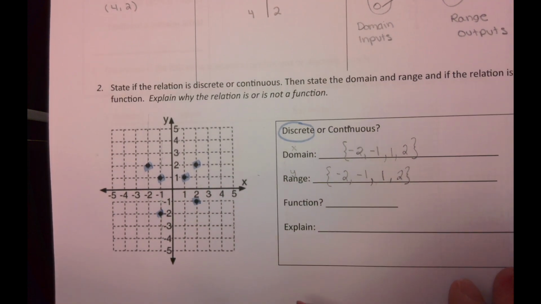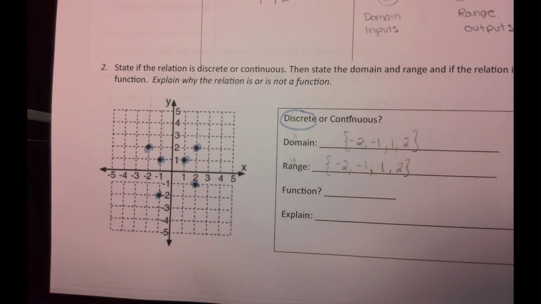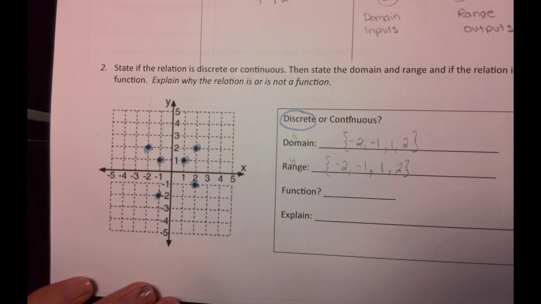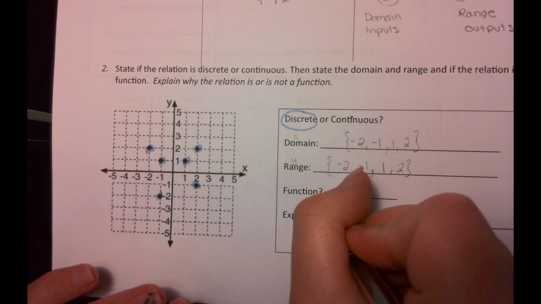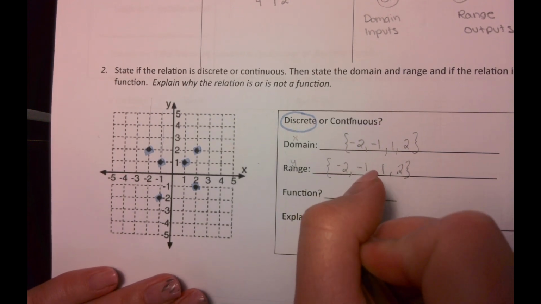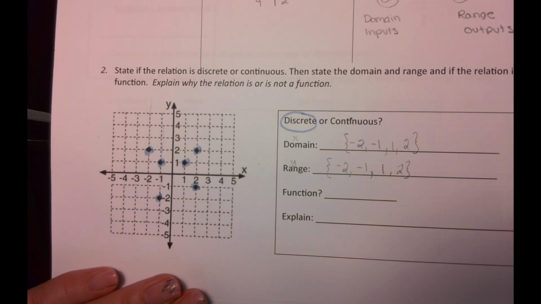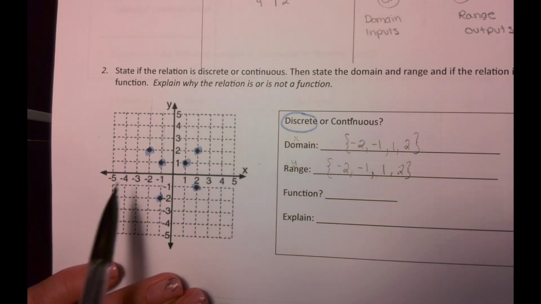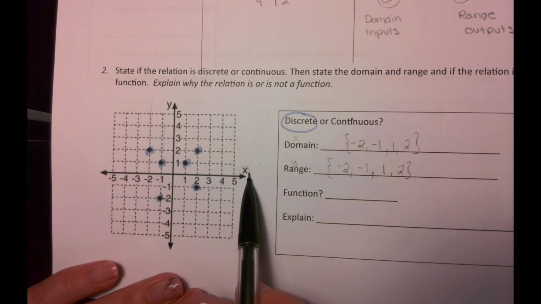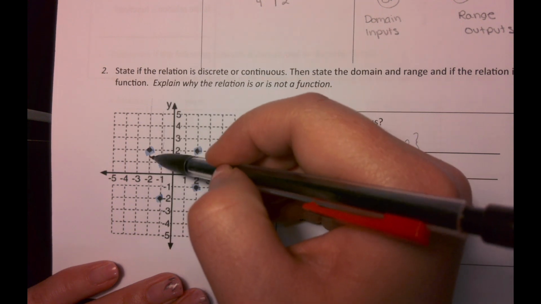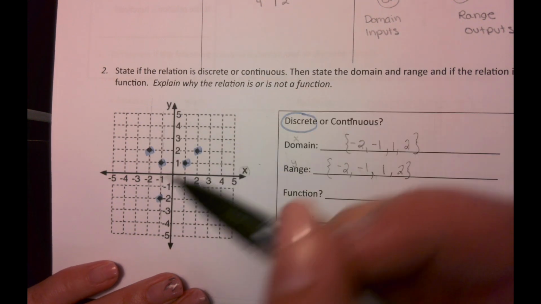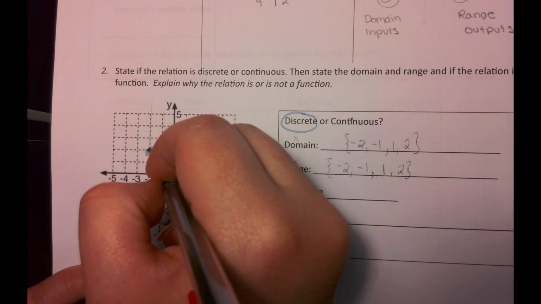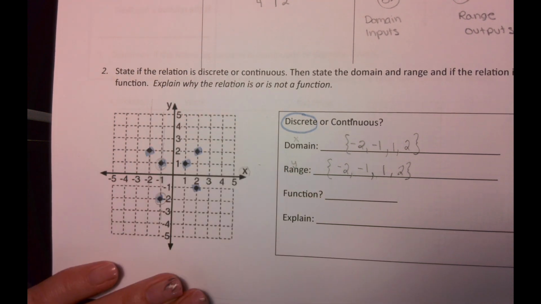Now, is this a function? So let's do the explanation before we do the actual answer for if it's a function or not. A function has one input for each output. So what that means is no repeated x values. So if we're looking at our x numbers, I do have repeated x values.